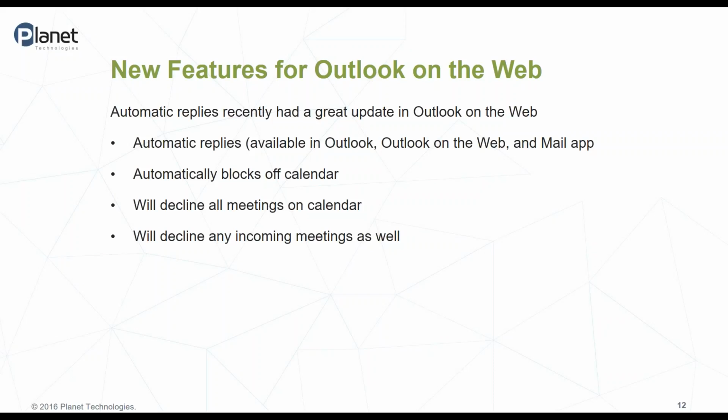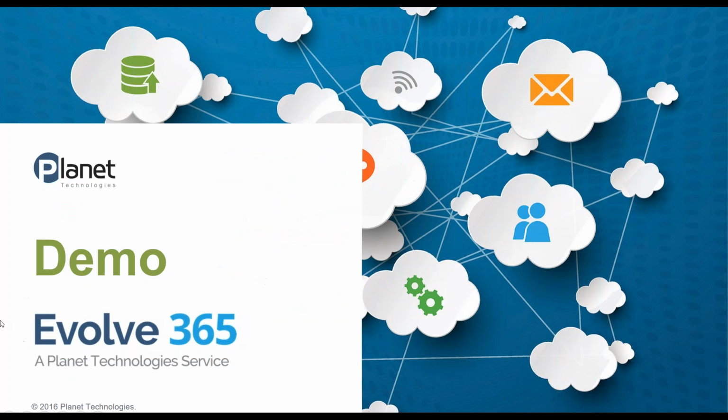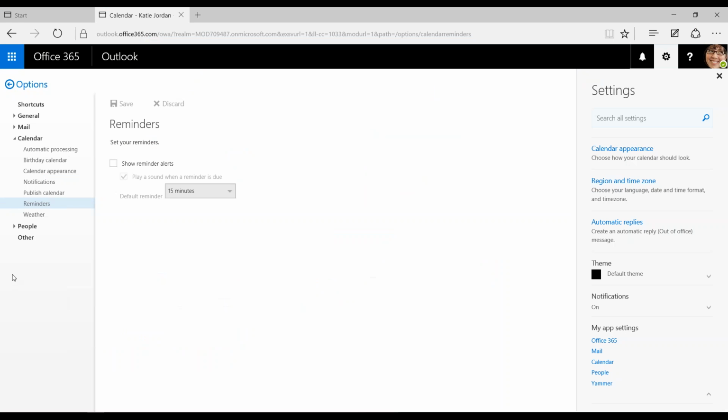automatic replies set up specifically through the web, you now have the option to automatically decline any meetings that are within that window. It'll block off your calendar, and you can also set it to decline any incoming meetings, a meeting invitation that comes in while you're out. It will automatically decline it. So I want to show that really, really quickly on the Outlook web app version.